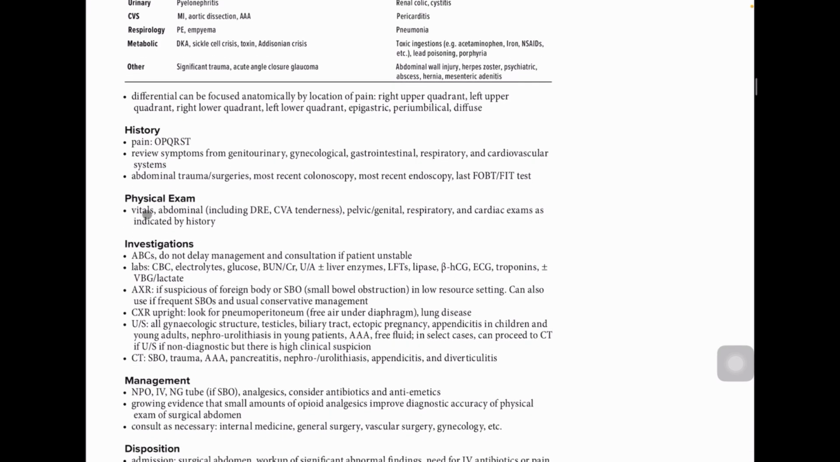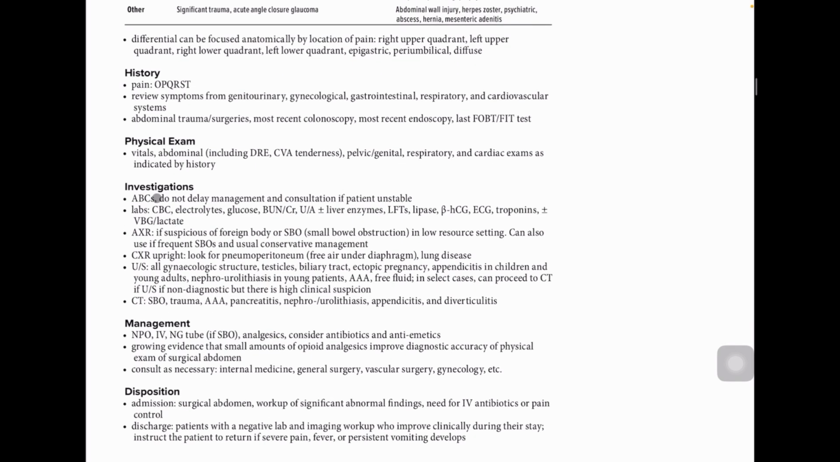most recent endoscopy. Vital signs, you will take vital signs, you'll check abdominal, you'll check for DRE, CVA tenderness, and then you will check for pelvic, genital, respiratory. So you'll do an appropriate examination, right? Investigations, ABC, airway, breathing, circulation. Do not delay management consultation if patient is unstable.